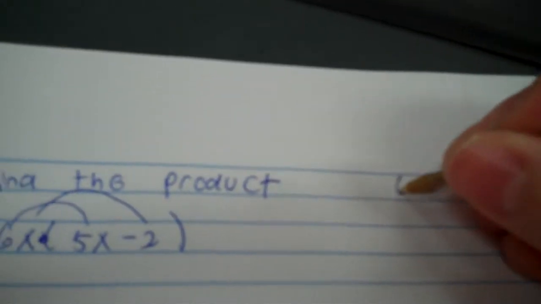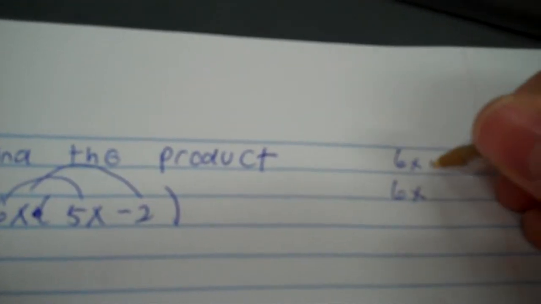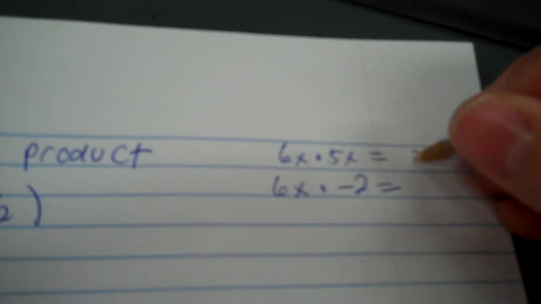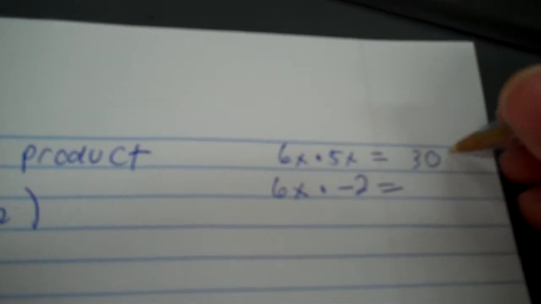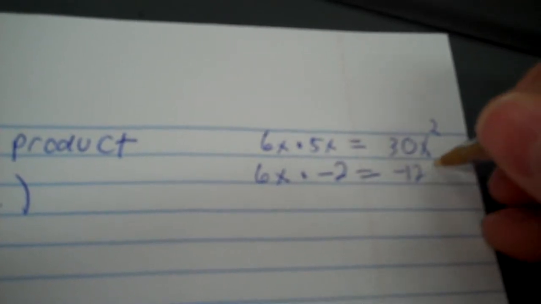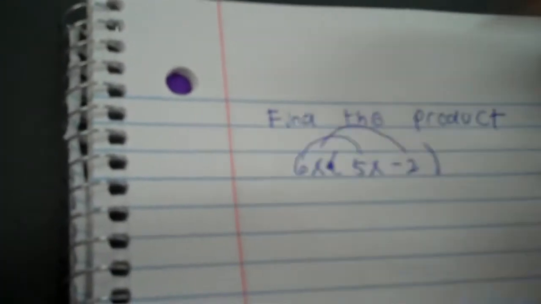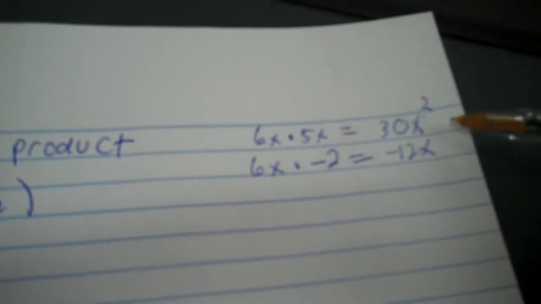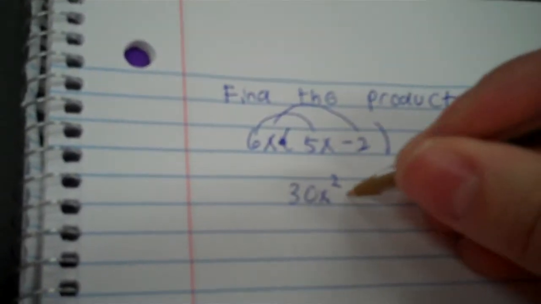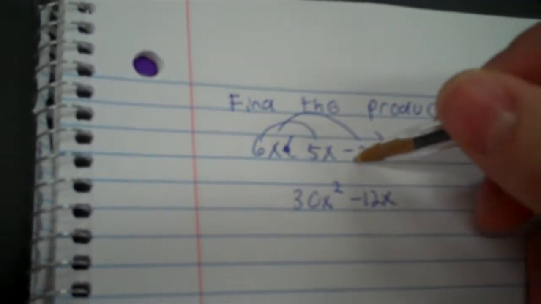Now, all you need to do is the distributive property, so you're going to go 6x twice, and you'll times it by 5x, and then you'll times it by negative 2. So 6 times 5 is 30, and then 2 x's make x to the second when they're multiplied, and then negative 12x. Those can't go together. That's x to the second, that's x, okay? You can't add those, we just write 30x to the second minus 12x.